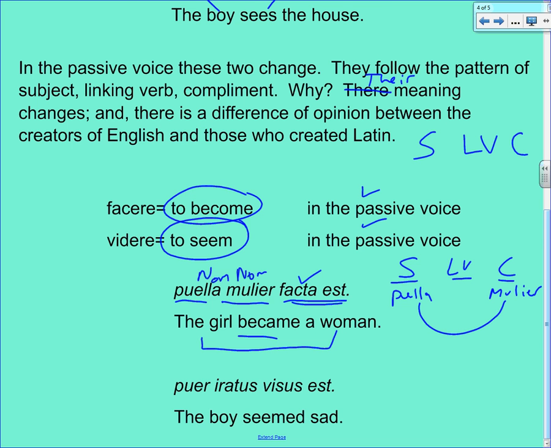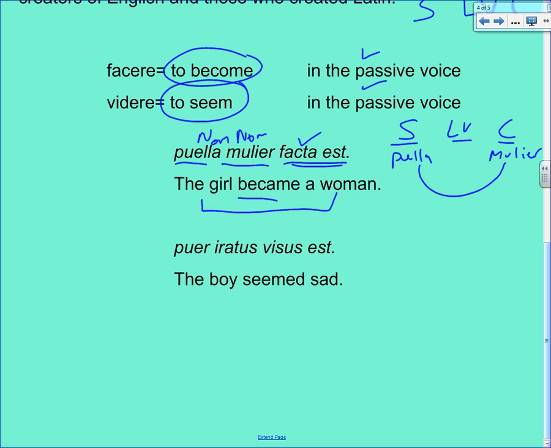Also, same thing with whenever I change videre into the passive voice. I get a subject, I get a linking verb, and I get a complement. That's why both of these are nominative. The boy seemed sad. Subject, linking verb, complement.